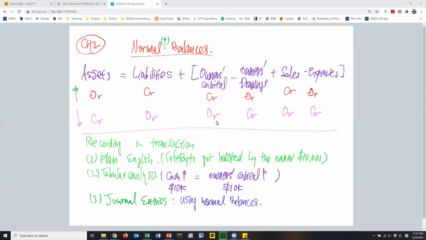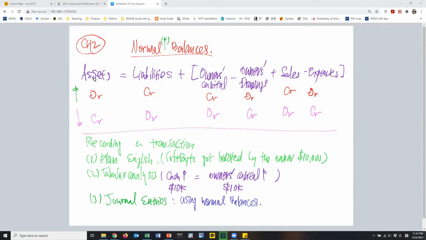As discussed in the previous video, we're going to talk about journal entries using the normal balances. The entries will be based on the normal balances, meaning it is critical for you to apply these normal balances: debit, credit, debit, credit. Okay, what do they mean? They mean each account's increasing balances.